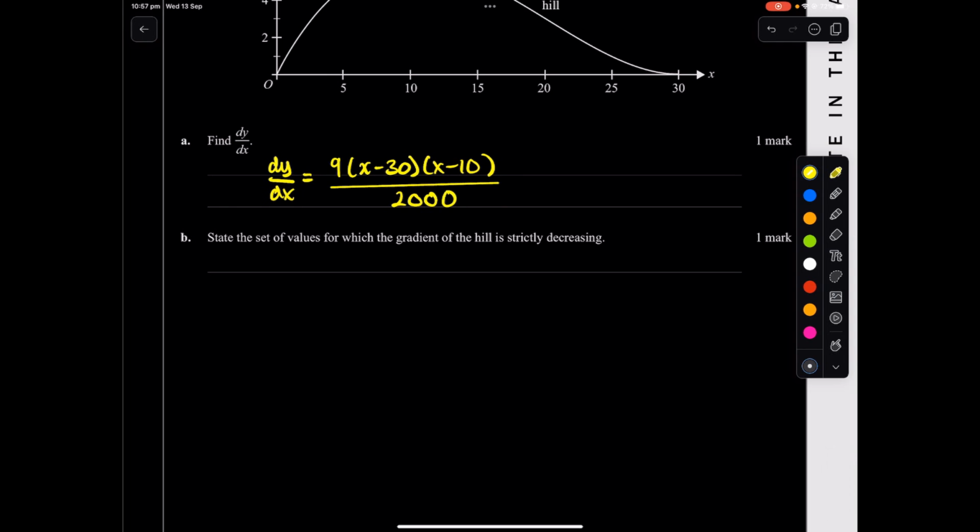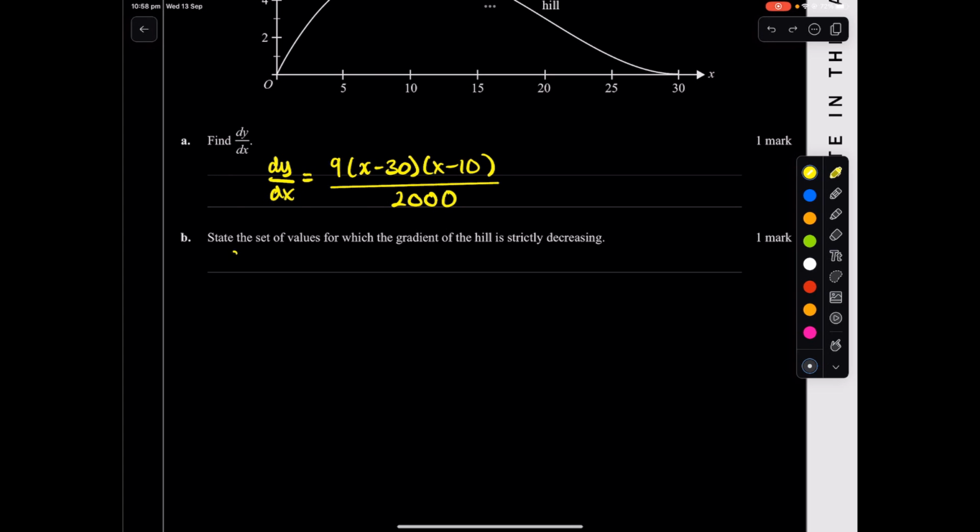Find a set of values for x for which the gradient of the hill is strictly decreasing. Here they're trying to trick you. I just saw this right now. We're talking about the gradient which is strictly decreasing. So what we want to find is, you know how the gradient's dy/dx? To normally find when it's strictly decreasing, we always find the derivative of the thing that we want to strictly decrease and be less than 0. So here we're going to double derive it because this is the gradient and they're telling us to find it when it's strictly decreasing.